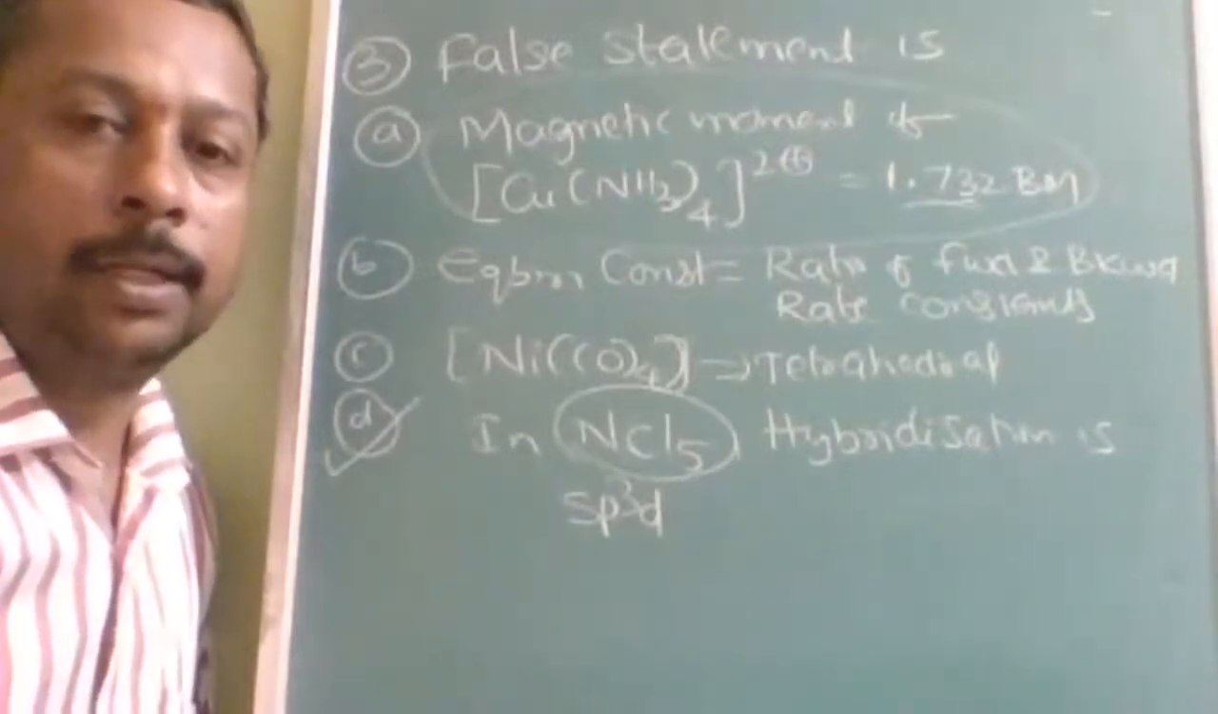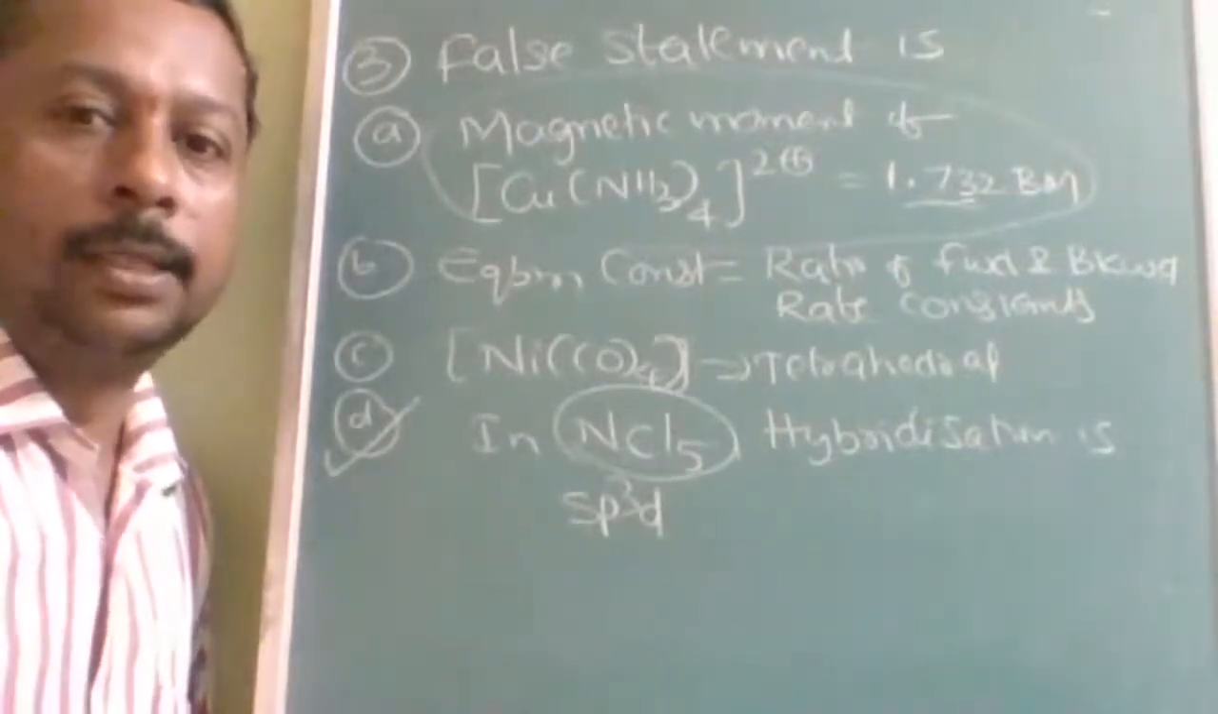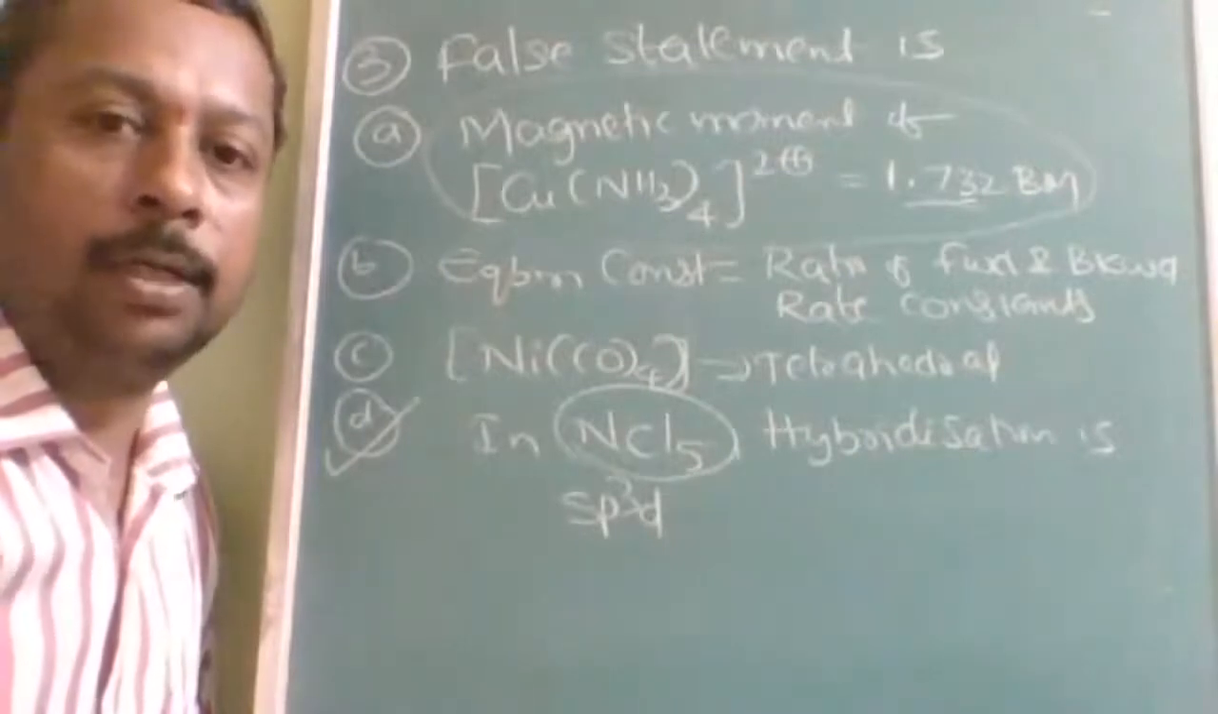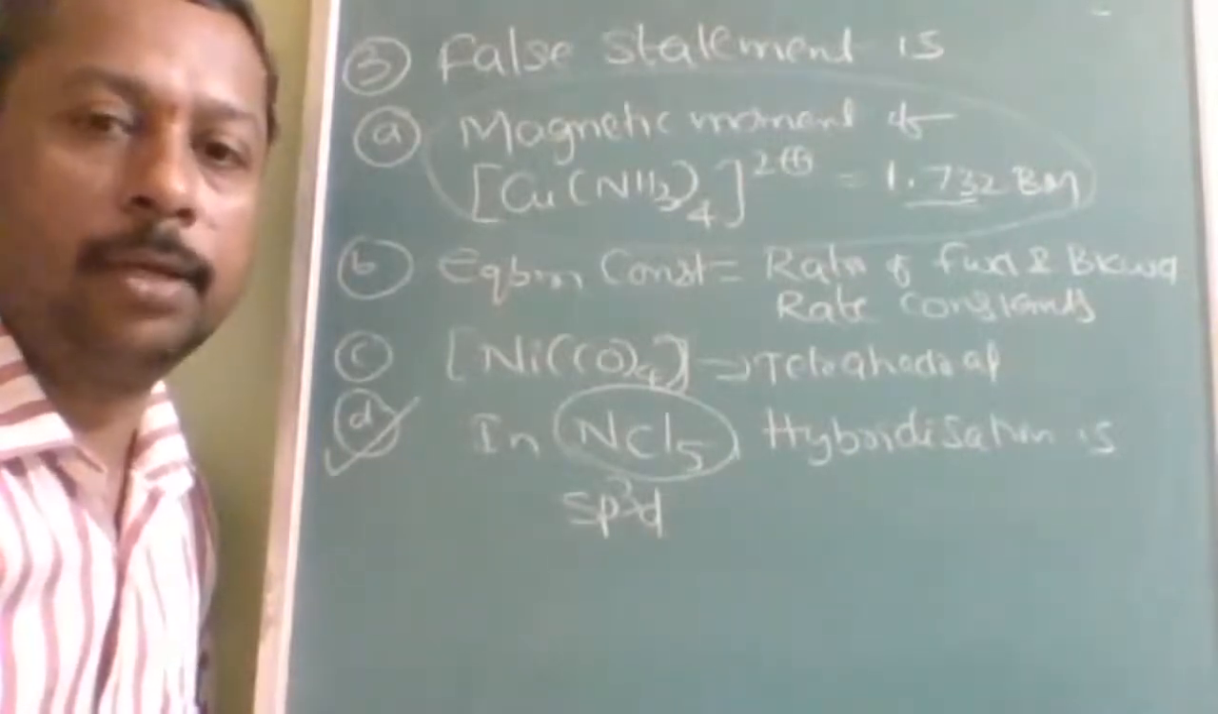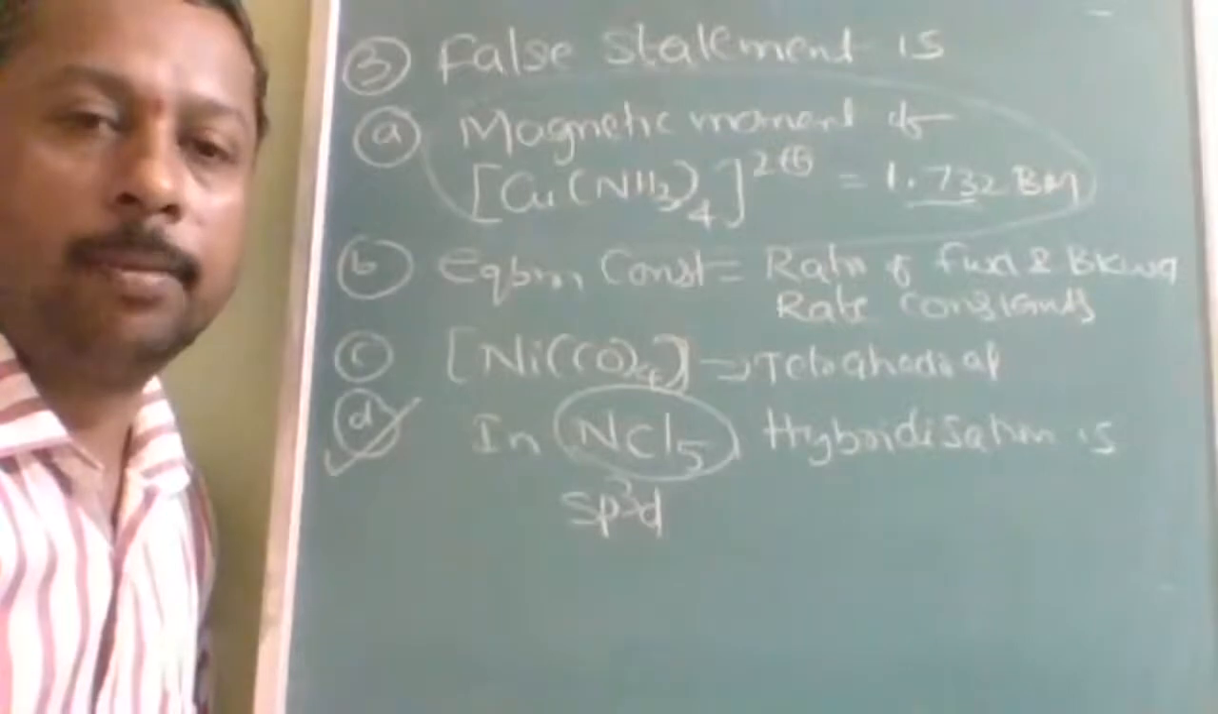So what is the incorrect statement? In NCl5, nitrogen does not have a D subshell, so it cannot form sp3d hybridization.